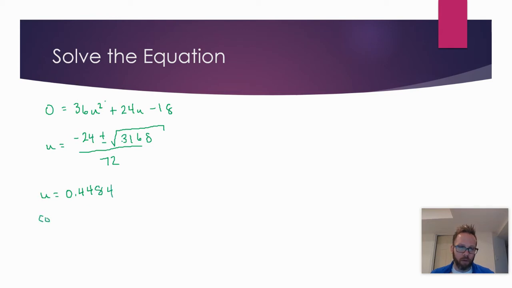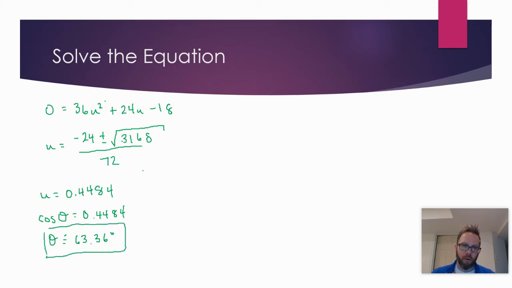And then might as well finish this off. Remember, u is equal to cosine theta. So that's going to give us actually a meaningful answer. You know, cosine can be between 0 and 1. And if you do inverse cosine for that, you get about 63.36 degrees, which fits into our domain. Let's see if we get other answers as well.